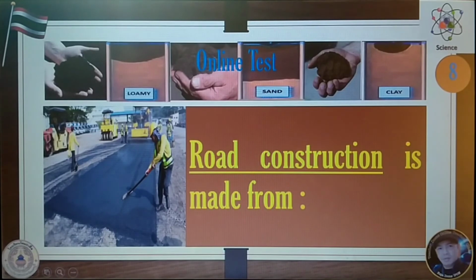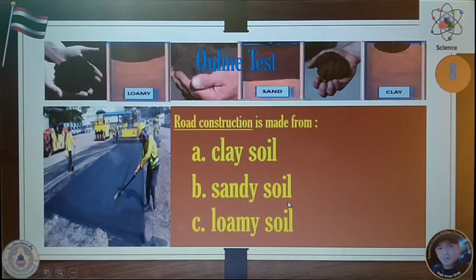Online test 8. Road construction is made from A. Clay soil, B. Sandy soil, C. Loamy soil.